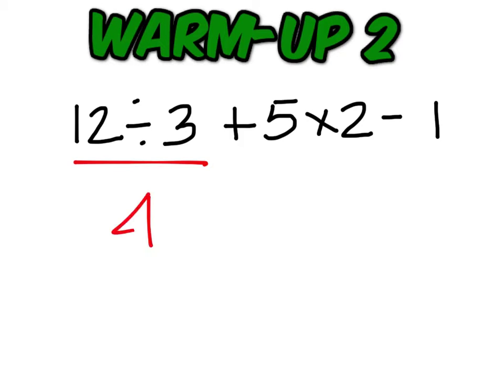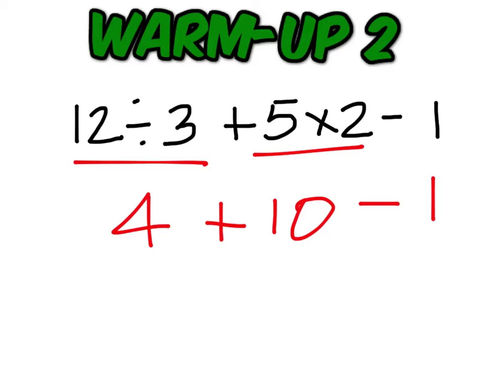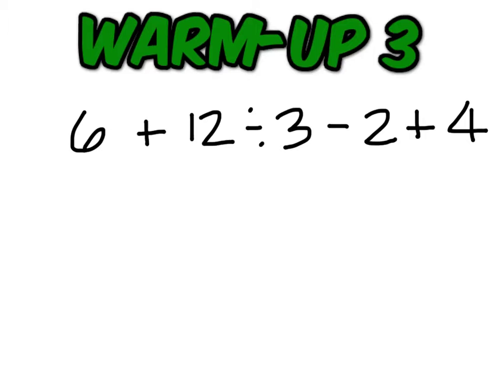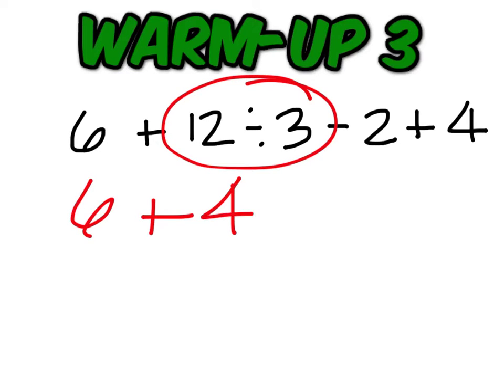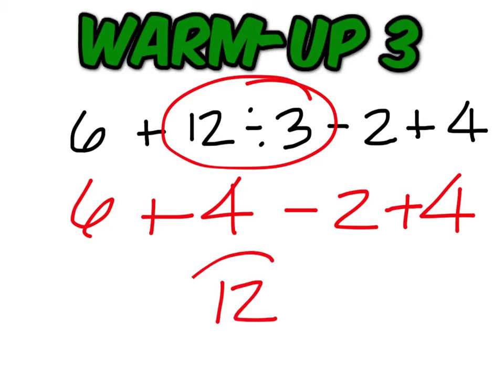12 divided by 3 is 4. 5 times 2 is 10. And then minus 1. So that's going to give you a 13. Last one. All right, 6 plus 12 divided by 3 is 4, and then minus 2 plus 4. That's going to give you a 12.